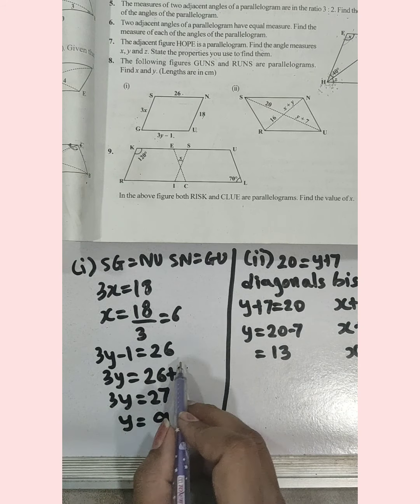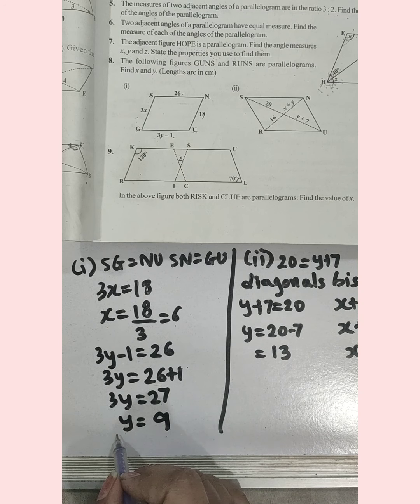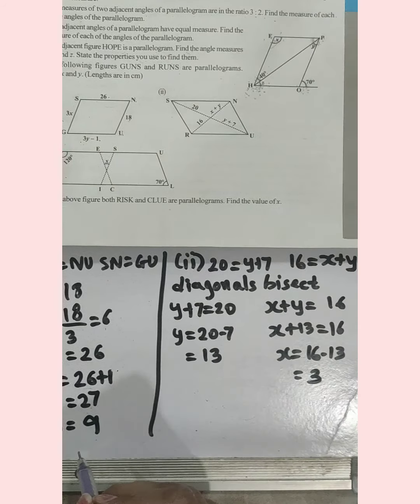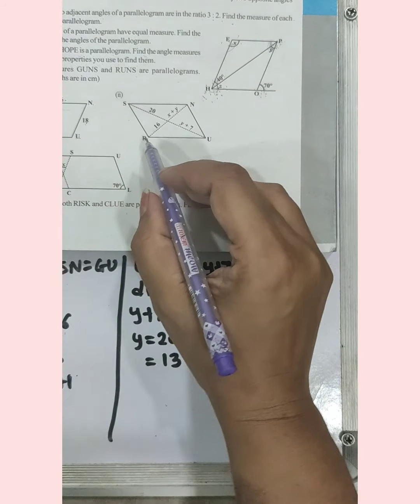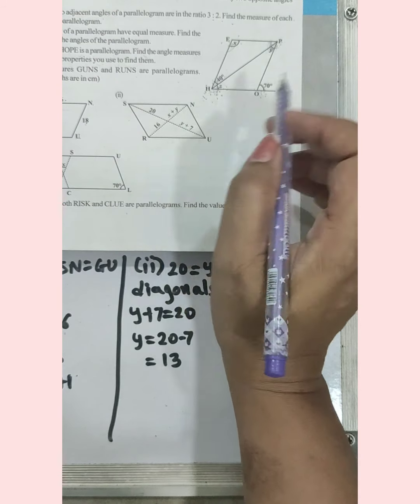If I shift minus 1 on the other side, it is going to become plus 1. So I'll get 27. So my y is going to be 9. Now we come to the second figure. In my second parallelogram named RUNS, again you have to find the value of x and y.